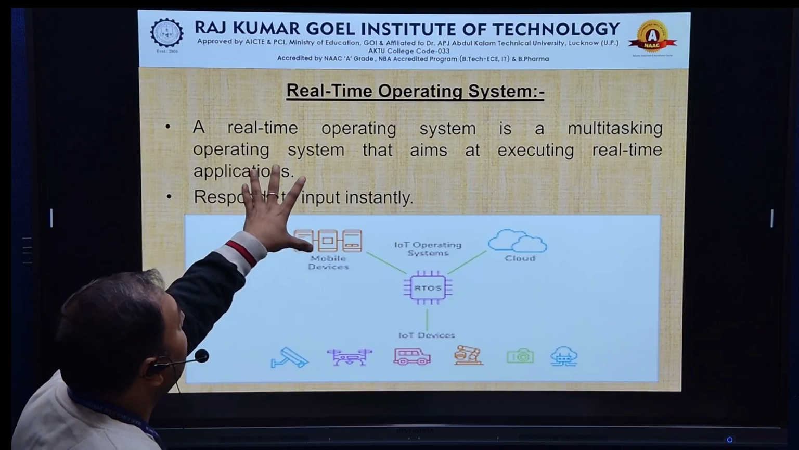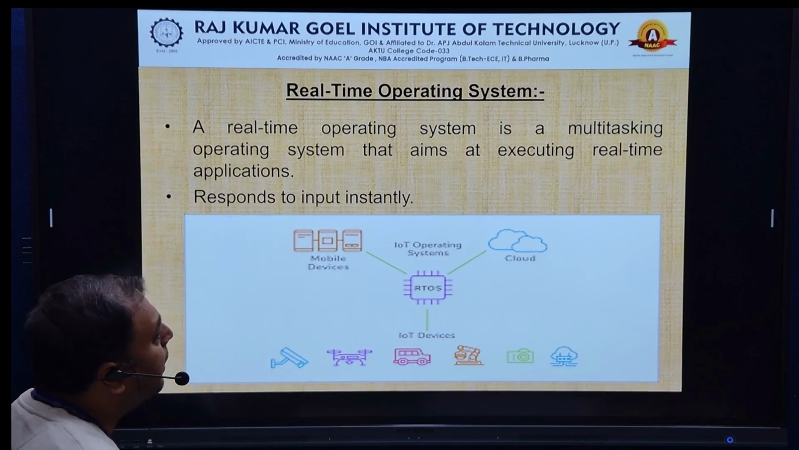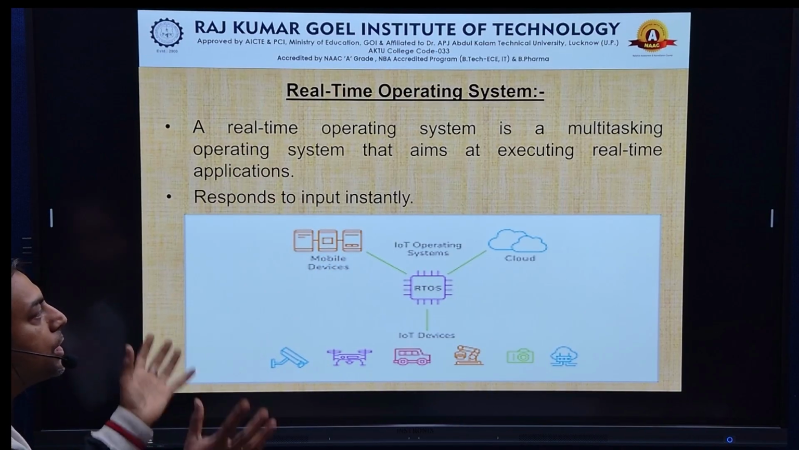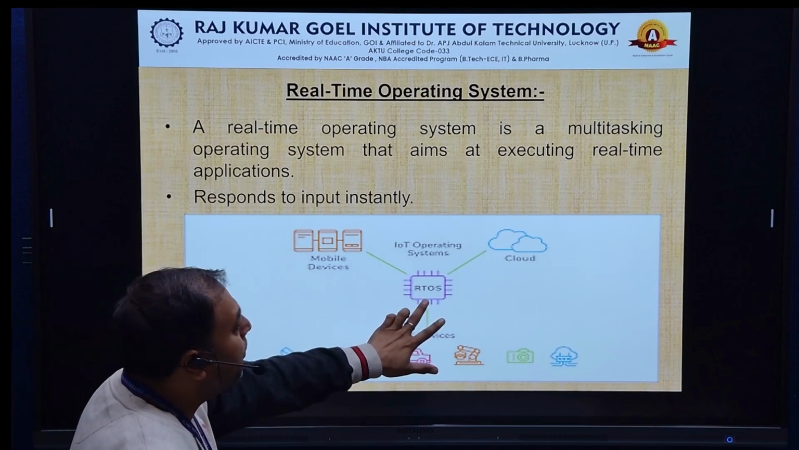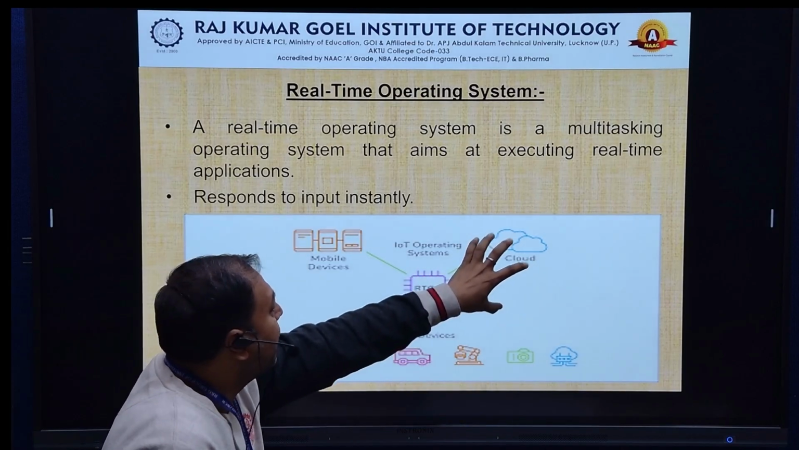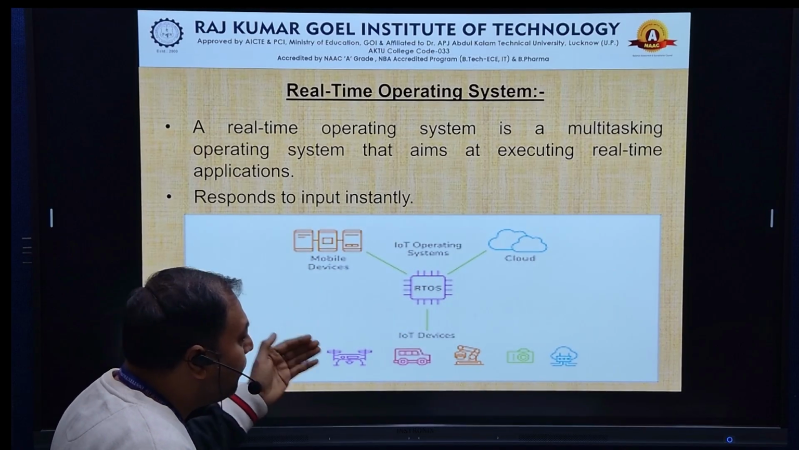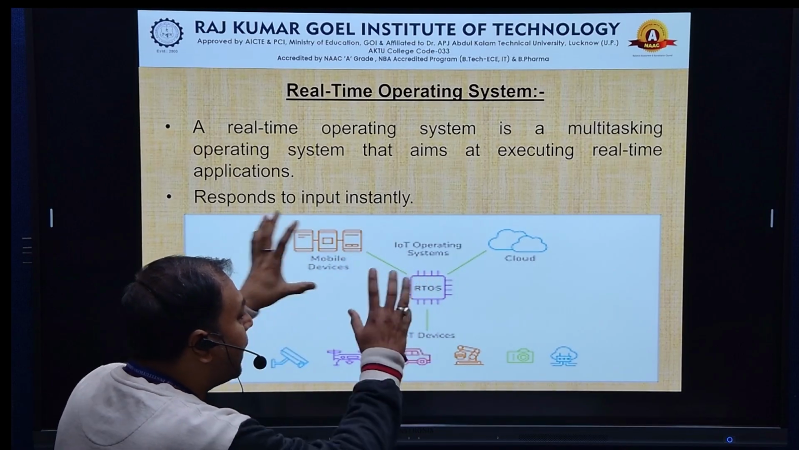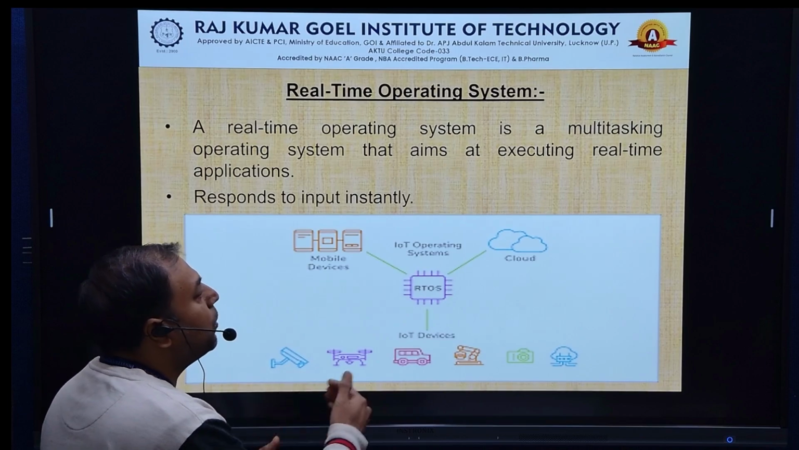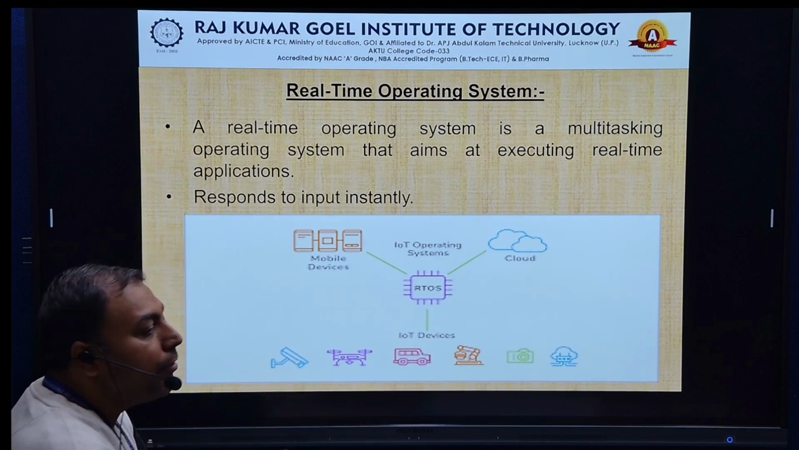Now, this is the real time operating system. Second, that will take the data in a real scenario. Just like this, a real time operating system collects data from the cloud, different types of mobile devices, other devices, GPS systems, that will collect all information from the real world and send it to the different devices as you require.